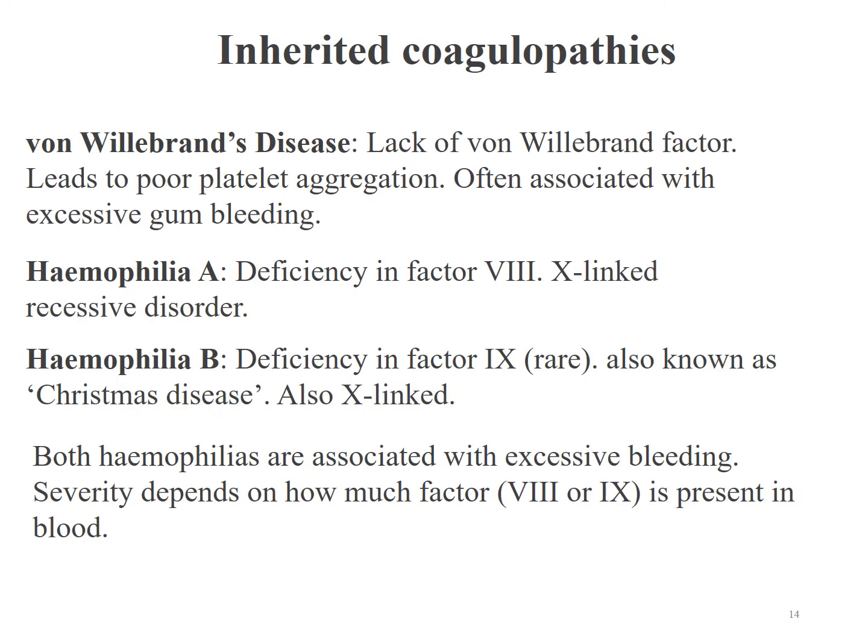Shown here, you have a list of inherited coagulopathies, which are caused by some specific blood clotting factors, such as von Willebrand's disease. Apparently, in this disease, you have a lack of the von Willebrand factor. Remember, this is the factor that is required in the platelet plaque formation. So with this disease, you often get excessive gum bleeding. And hemophilia A is associated with the lack of factor number 8, and it's an X-linked recessive disorder.